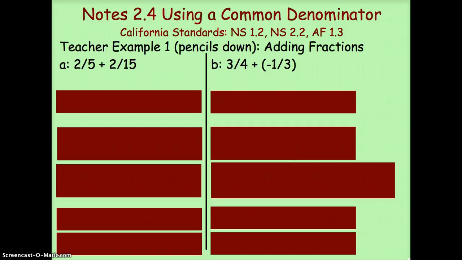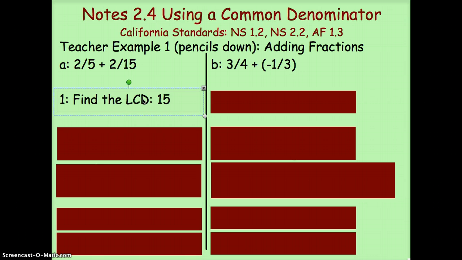Okay, let's take a look at teacher example 1, adding fractions. Here I have 2/5 and 2/15. First thing I have to do is find the common denominator. There's a number of ways you can do that. Some of these you'll just be able to look at and you'll be able to tell. For example, the smallest thing that both 5 and 15 go into is the number 15. That is your LCD. Now I need to change the first fraction so it has a denominator of 15. The second one already does, so I don't have to do anything.